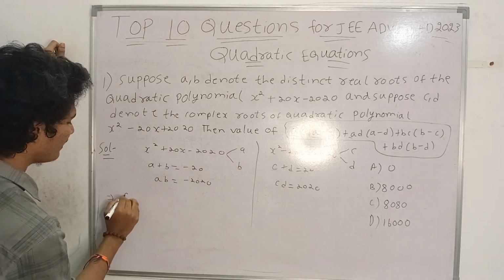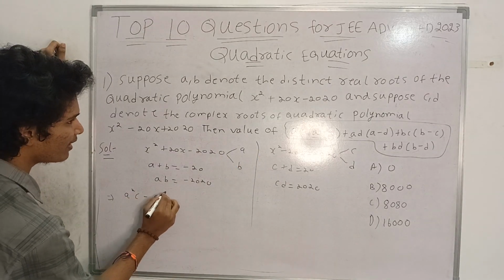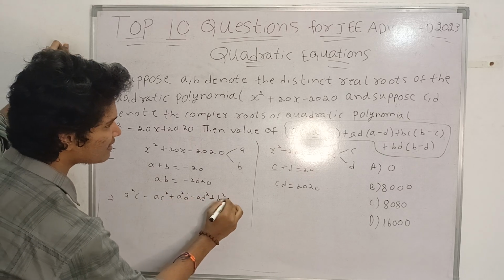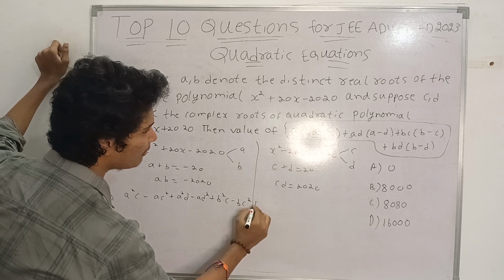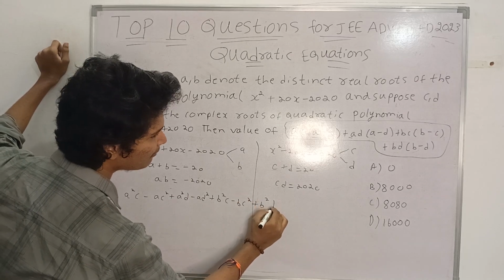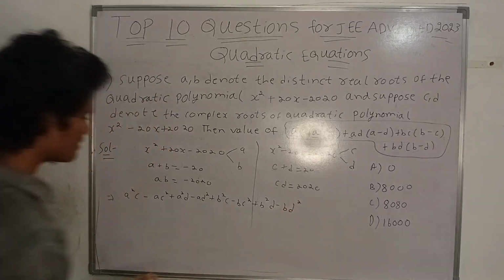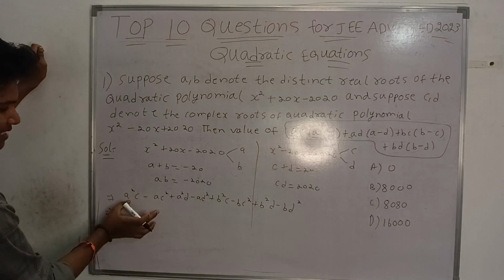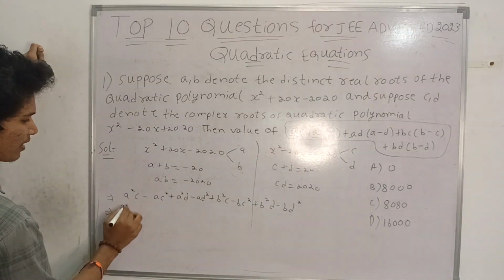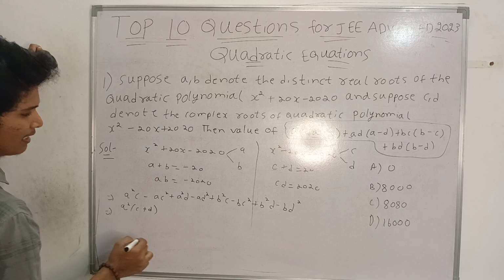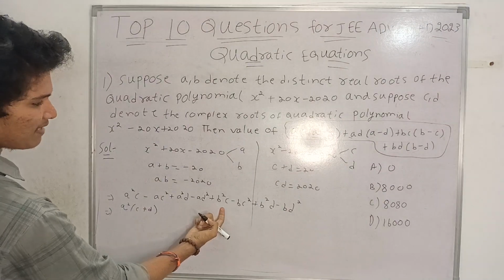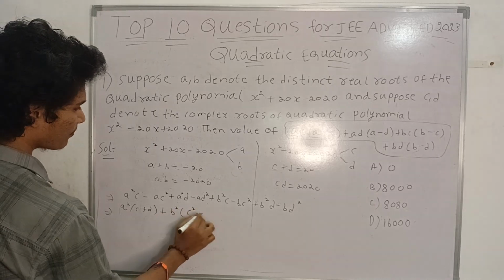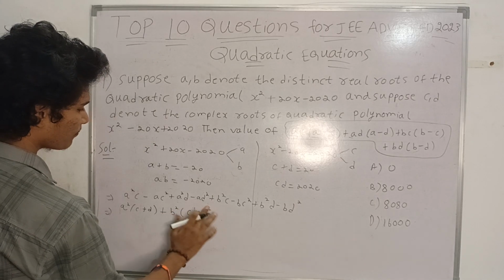Here AC into A is A square C minus AC square, plus A square D minus AD square, plus B square C minus BC square, plus B square D minus BD square. This is the complete multiplication of all the terms. Now A square C here and A square D here, we can take A square common, giving A square into C plus D. Next, B square C here and B square D here, we can take B square common, giving B square into C plus D.